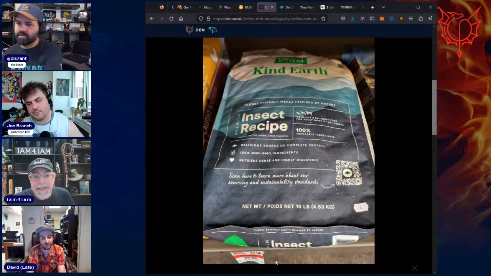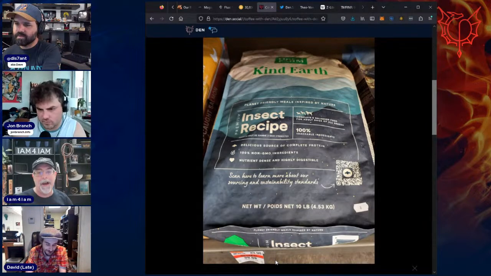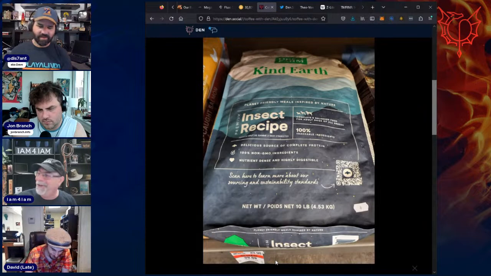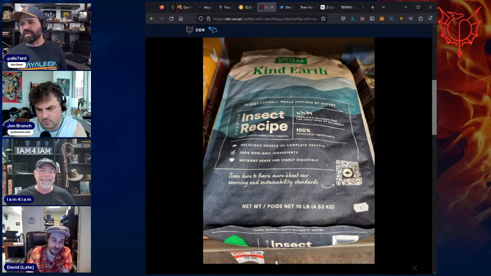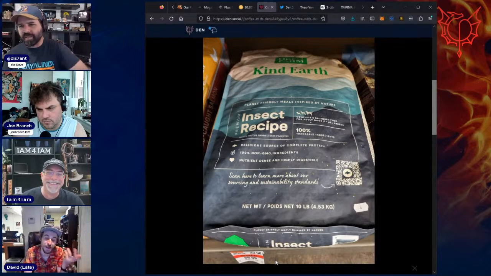Now, me personally, I couldn't buy it for my dog because I don't think there's been enough FDA studies on this stuff for feeding your dog bugs for the rest of its life or for years. God knows what's going to happen. That's not a good idea. I think it makes sense.